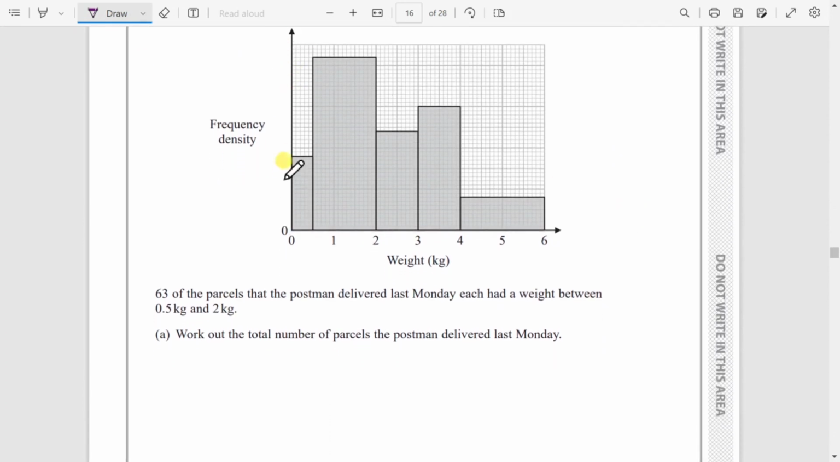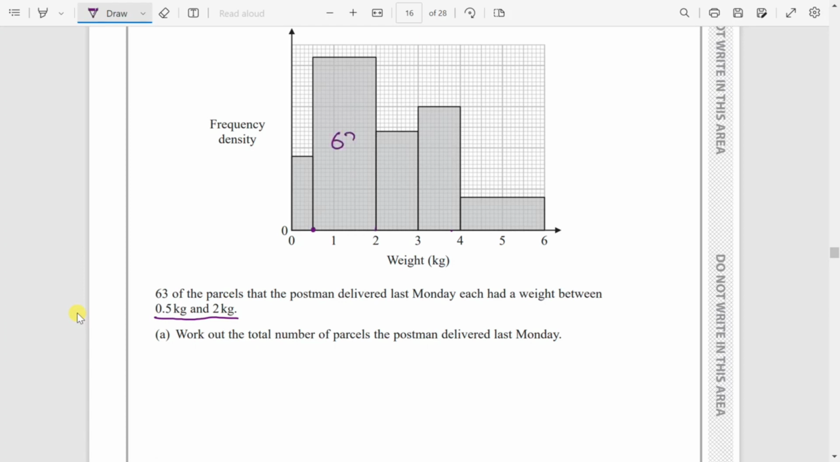So they have nothing in frequency density. So when they have nothing here, we're probably going to have to write some values here to solve this. Now it says 63 of the parcels that the postman delivered last Monday each had a weight between 0.5 and 2 kg. Very important information. So let's look at the weight. Let's look at the bar. So here's 0.5. And here's 2. So they're talking about this second bar.